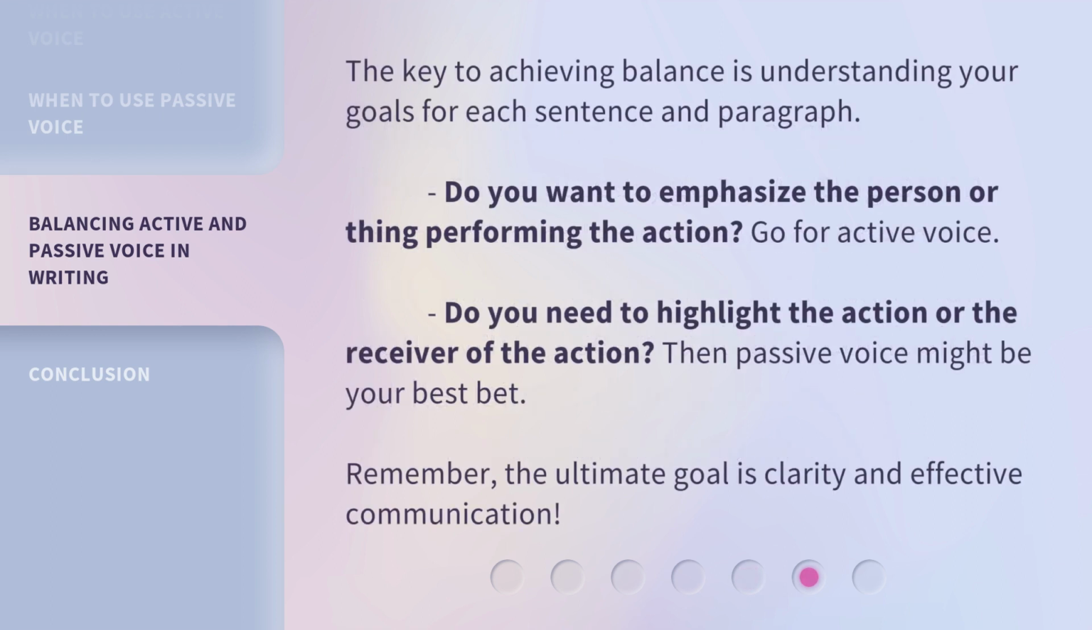The key to achieving balance is understanding your goals for each sentence and paragraph. Do you want to emphasize the person or thing performing the action? Go for active voice. Do you need to highlight the action or the receiver of the action? Then passive voice might be your best bet. Remember, the ultimate goal is clarity and effective communication.